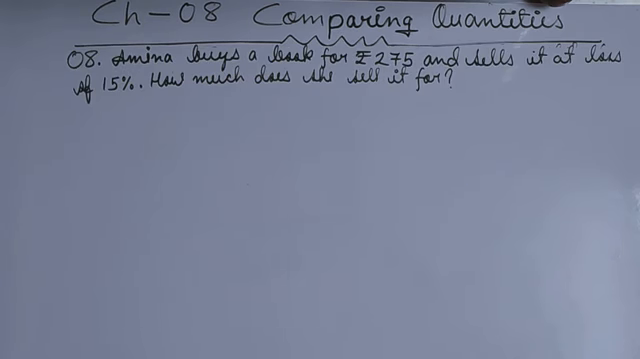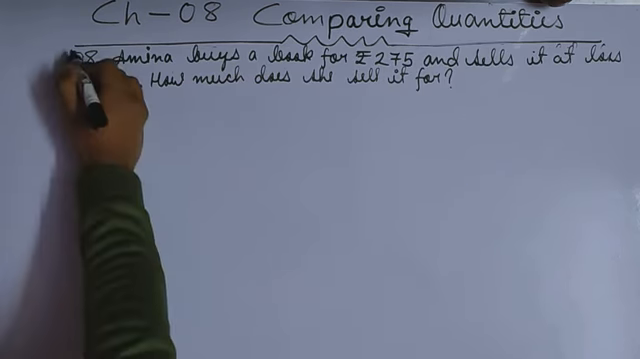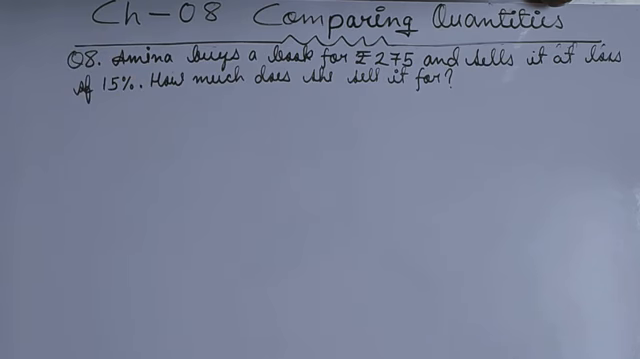Now this is the question number 8 which says Amina buys a book for rupees 275 and sells it at a loss of 15%. How much does she sell it for? In this question there is a girl Amina who buys a book for rupees how much? That is 275, and she sells that book at a loss of 15%, and you have been asked what is the selling price or how much does she sell it for. What is the selling price of this book?